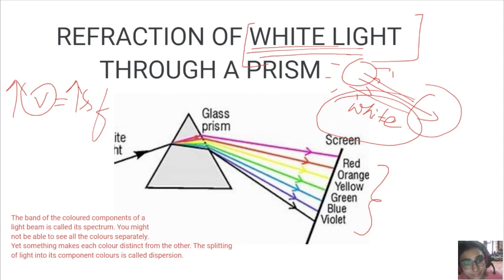Okay, so refraction of white light through a prism: what happens is, like I told you, as soon as it gets refracted, since all the colors of the picture have different wavelengths, they get scattered, like individually they get refracted the second time. So this was the first refraction, and this was the second refraction. So by the time the second refraction happens and it comes out of the prism, it has dispersed into its individual colors.